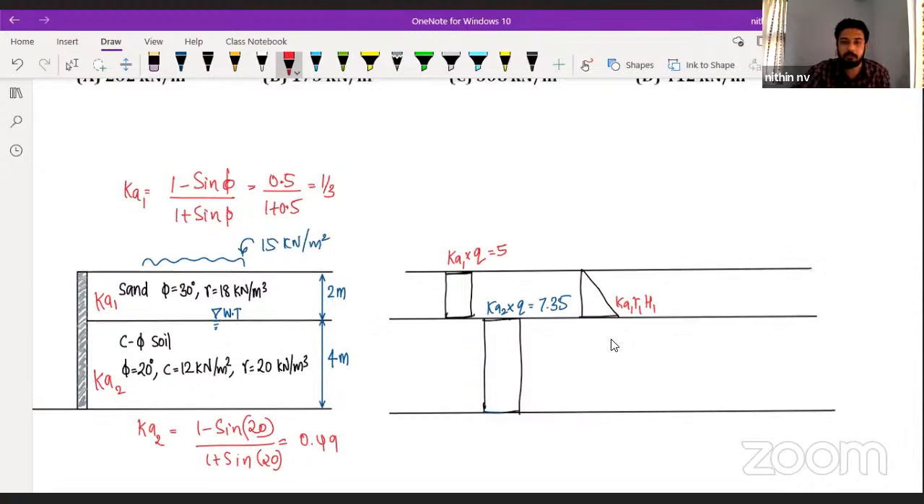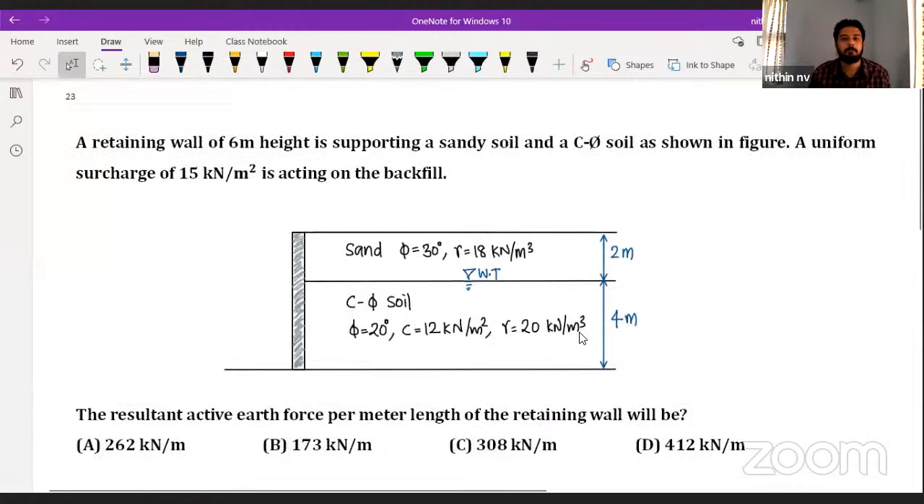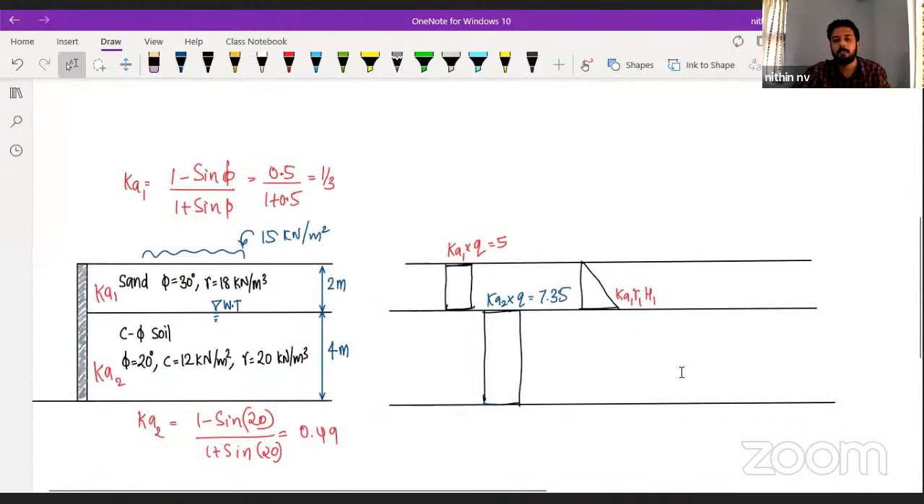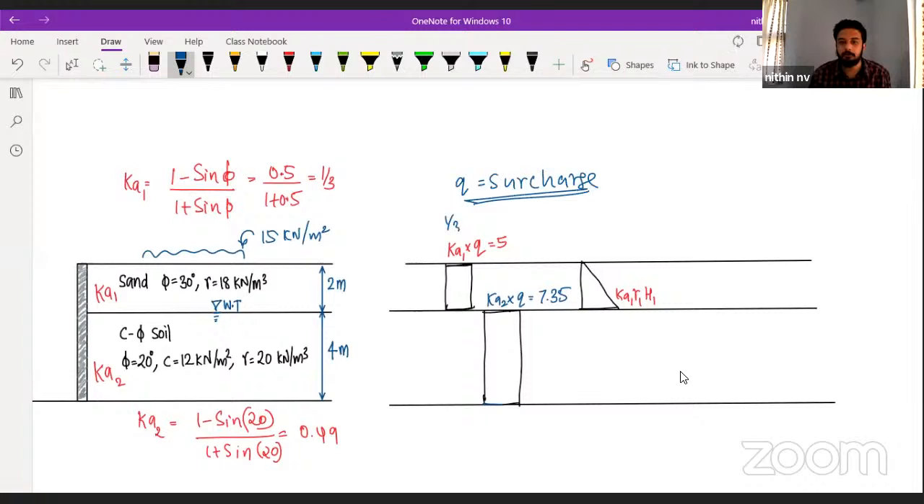What is Q in the question? It is given. See, surcharge of 15. First I'm drawing due to the surcharge. Properly listen to what I'm telling. Q is nothing but surcharge, given in the question as 15. So 1 by 3 into 15 is equal to 5. Similarly, Ka2 0.49, 0.49 into 15 is equal to 7.35. Is it clear now?